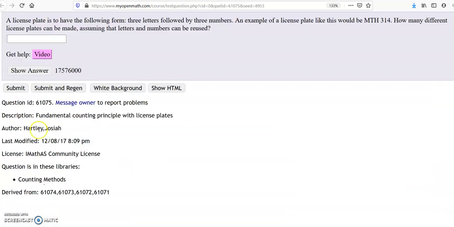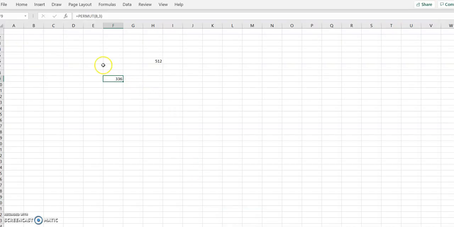Okay, I found it. So we have a license plate, and we want to know how many different possibilities if I have 3 letters and 3 numbers that could be made, and these numbers can be reused. So since the numbers can be reused, we're going to use the permutation A function, okay? So the first thing we need to do, since there are 26 letters in the alphabet, and we're using 3 of them, go to Excel and do 26, 3, same thing.